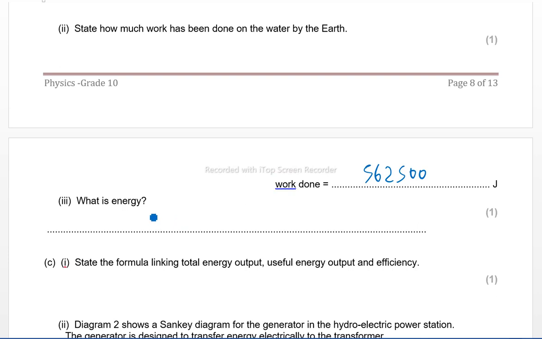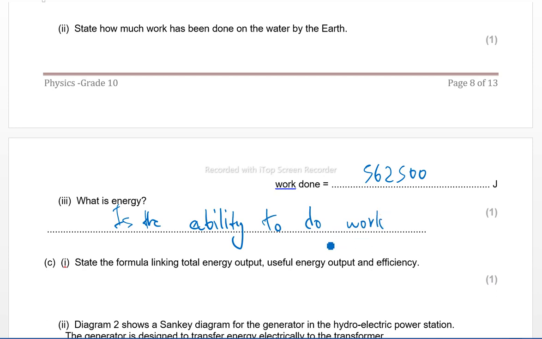Next question is, what is energy? That's an easy question, children. It is the ability to do work, or you can say it's the amount of work an object would be able to do. That is what we say as energy. It's the ability to do work.